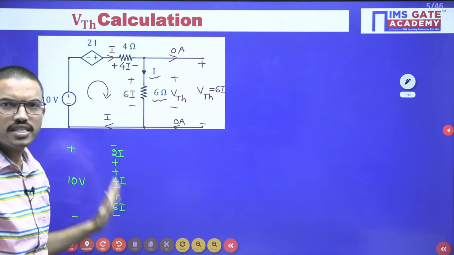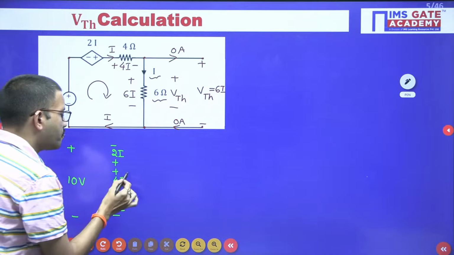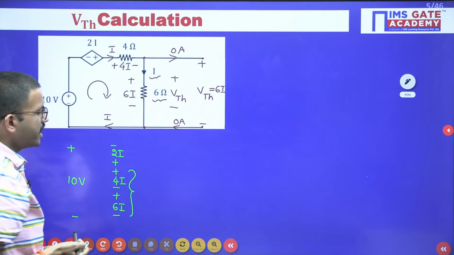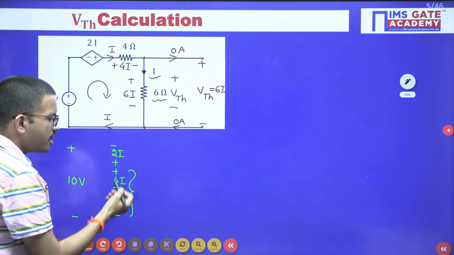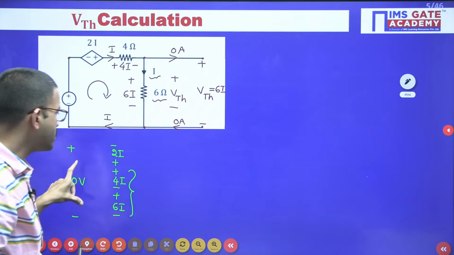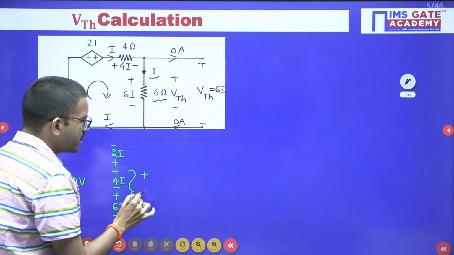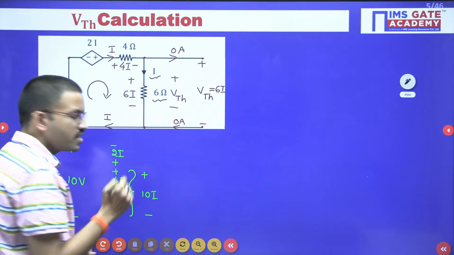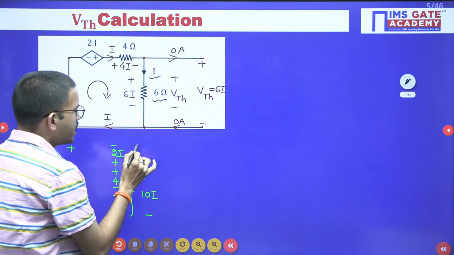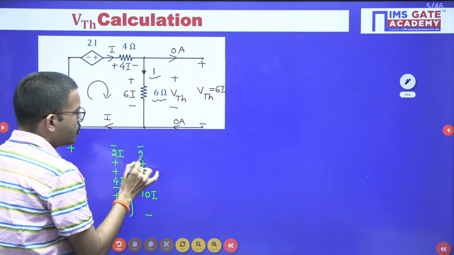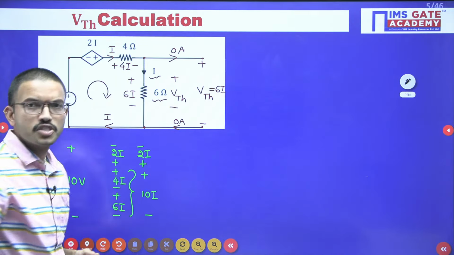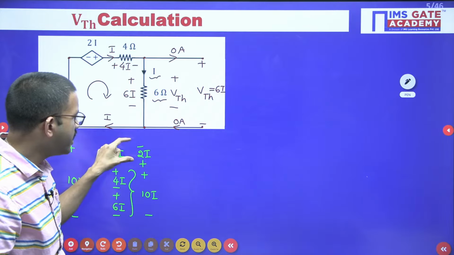Okay, I hope all of you are getting the clarity. Now just observe, regarding these two, here plus minus, same polarities. Whenever same polarities are there, we can add the voltages. 4I plus 6I, that is nothing but 10I. But now, regarding this one, you are having voltage polarities opposite. Here plus minus, here minus plus.